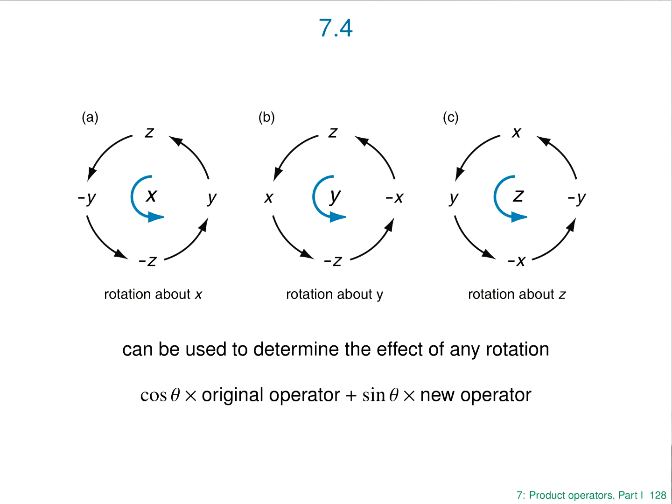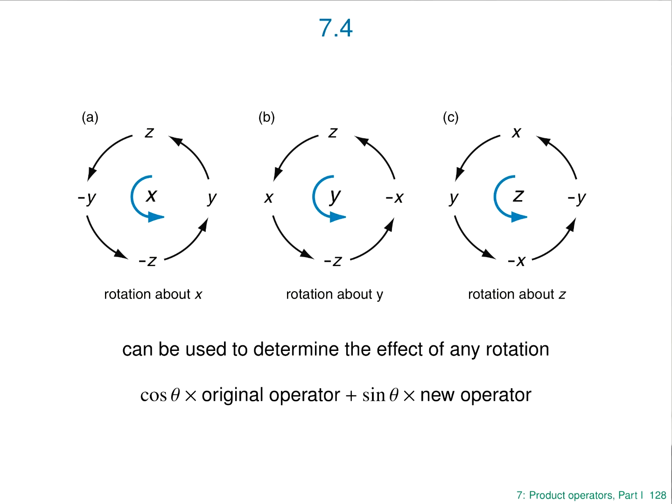So let's look at A to start with. Look at this one here. This is for rotations about x. So if I start on z and I want to rotate about x, all I do is I look on this diagram. Here I am, I start here on z, I rotate about x, and this tells me that I go towards minus y.